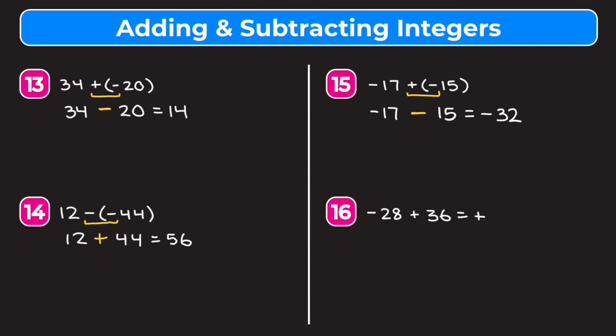So if we start at negative 28 and we climb up 28 steps, remember, we're at ground level. We're at 0. We've got to go 8 more steps to get to that full 36 steps. So now we are 8 steps above ground. So we get positive 8, which is just the same as 8.